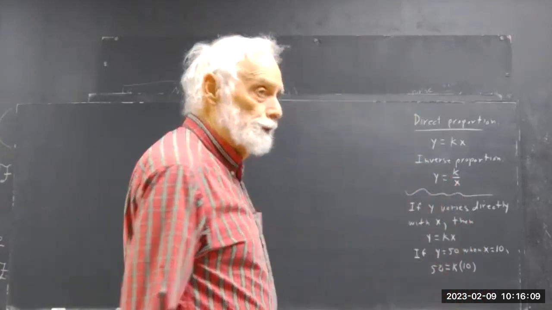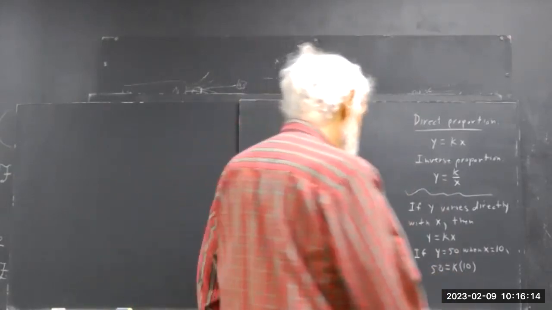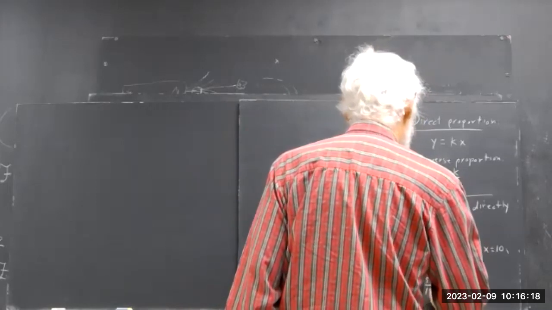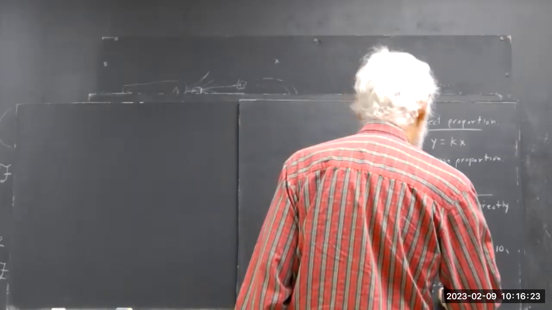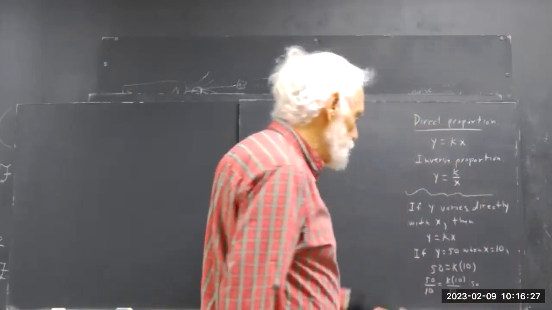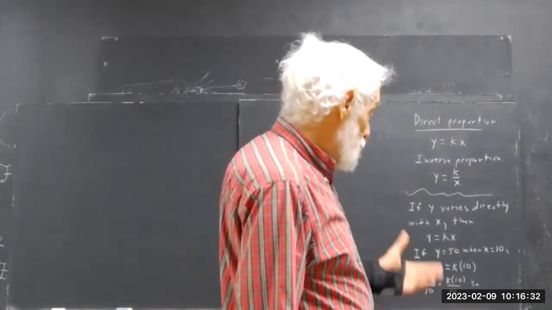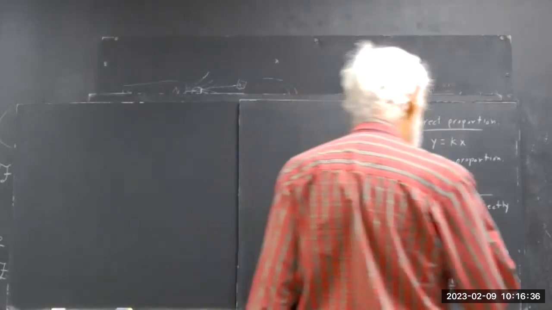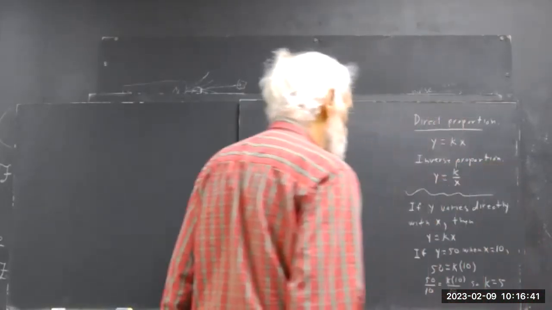If y equals 50 when x equals 10, then the equation y equals kx becomes 50 equals k times 10. And how do we solve this? We divide both sides by 10. That's the same as k over 1 times 10 over 10. 10 over 10 is 1. k over 1 is just k. So you end up with k equals 5.